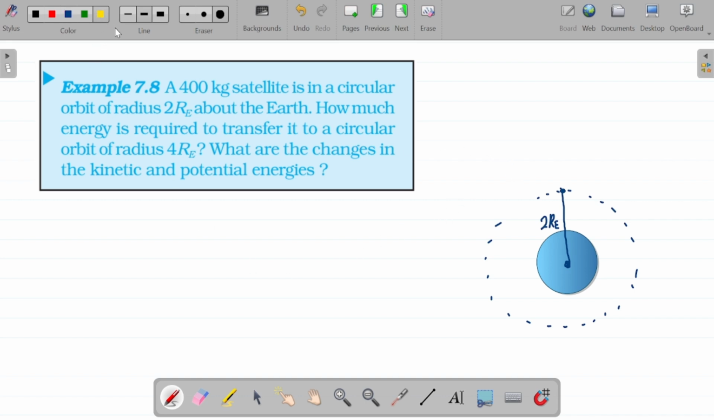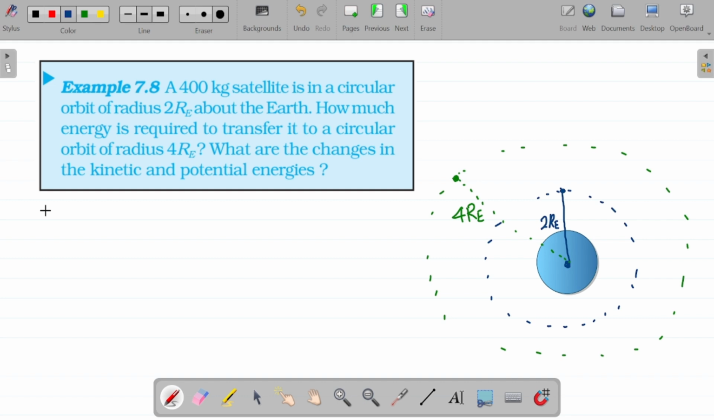So it has been moved from here to a new position. So let's say it has been moved to a new radius here. Now it is revolving in a circular orbit and the radius of the orbit is 4 RE. So this is its new orbit.